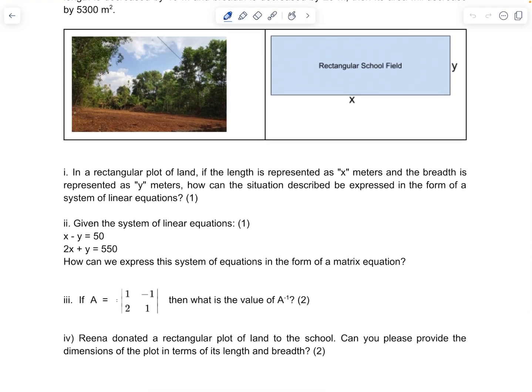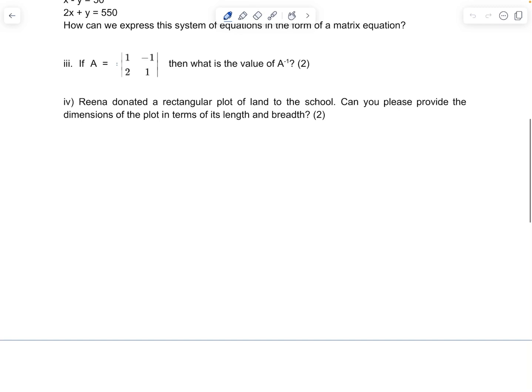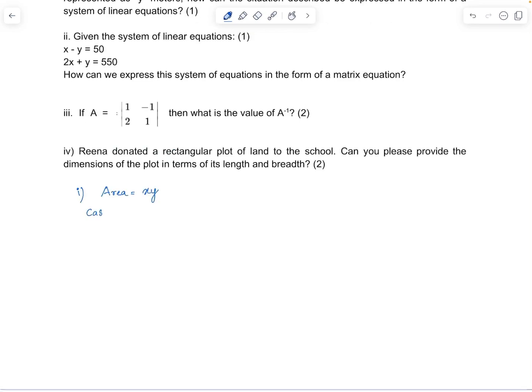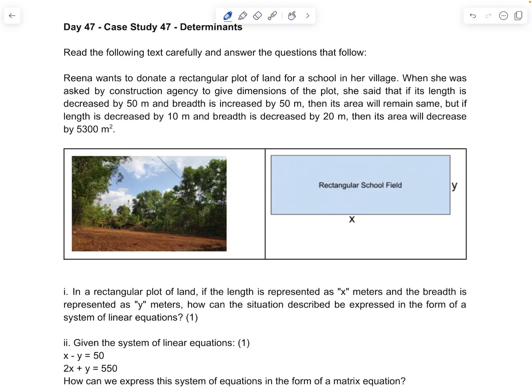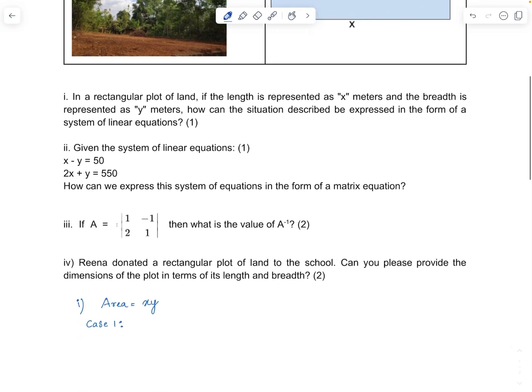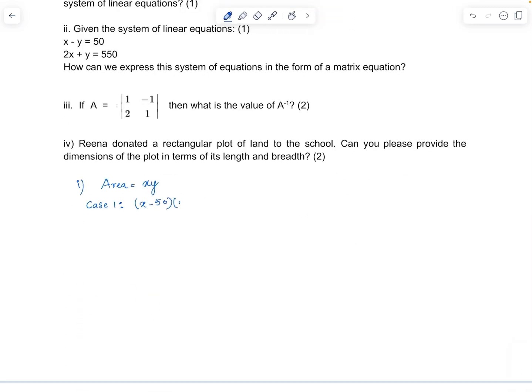Question 1. In a rectangular plot of land, if the length is represented as x meters and the breadth is represented by y meters, how can the situation described be expressed in the form of system of linear equations? Length is taken as x and breadth is taken as y. So area is equal to length times breadth, that is xy meter square. There are two cases described in the question. Case 1, if the length is decreased by 50 meter and breadth is increased by 50 meter, area will remain the same. That is (x minus 50) times (y plus 50) is equal to xy.